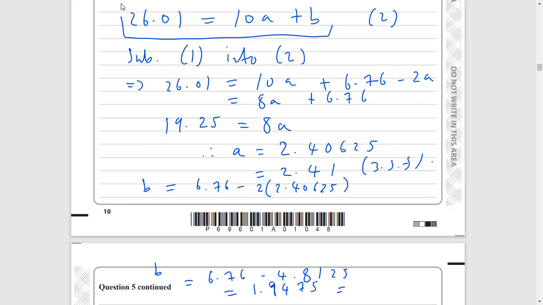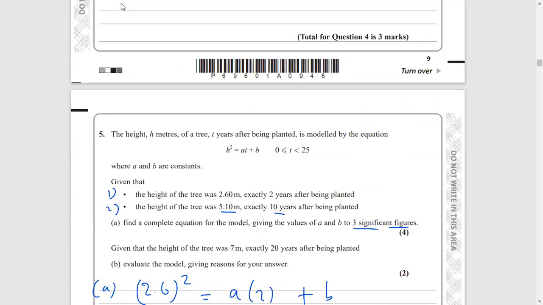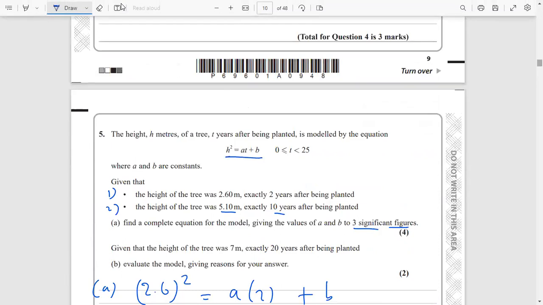Sorry, let me just make that clearer. That's a 9 there, and this is a 5 there. So to 3 SF, that's going to be 1.95. So we round the 4 up to 5. So therefore, we get the equation. So our final equation, h squared is equal to a times t. So again, using the formula here, h squared equals a times t plus b.